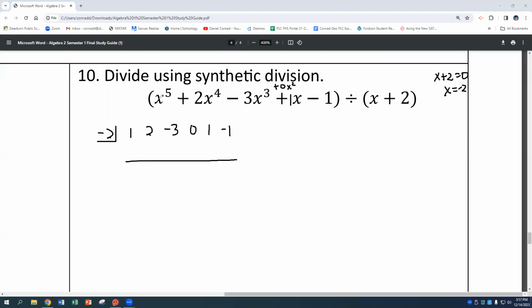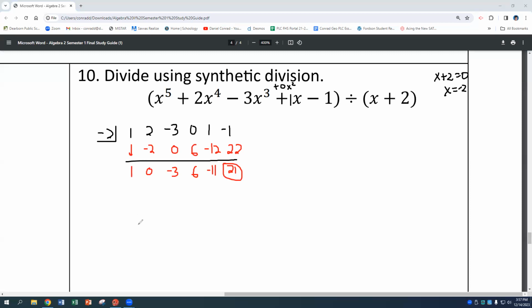Okay, we're going to bring down our 1. Negative 2 times 1 is negative 2. Negative 2 times 0 is 0. Negative 2 times negative 3 is 6. Negative 12. And then that's negative 11. And that's going to be positive 22, which is going to give us a remainder of 21.